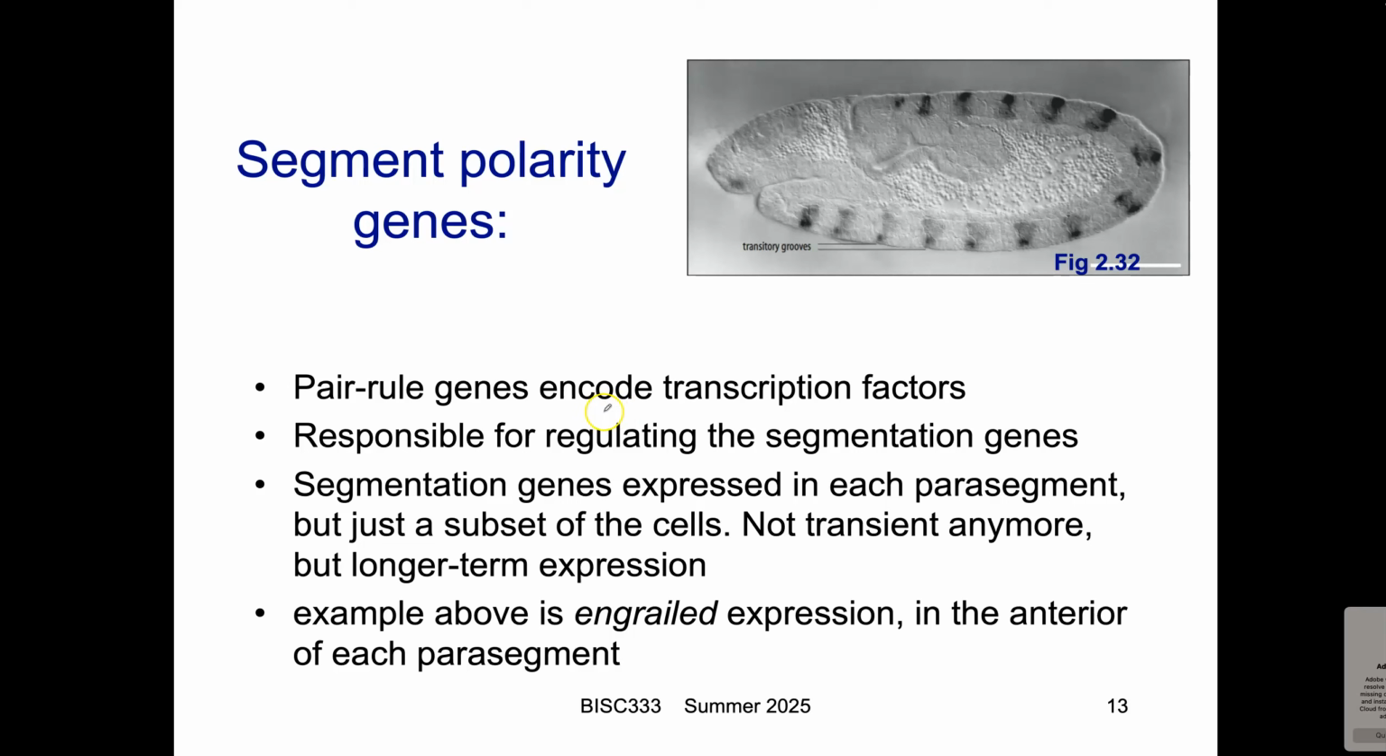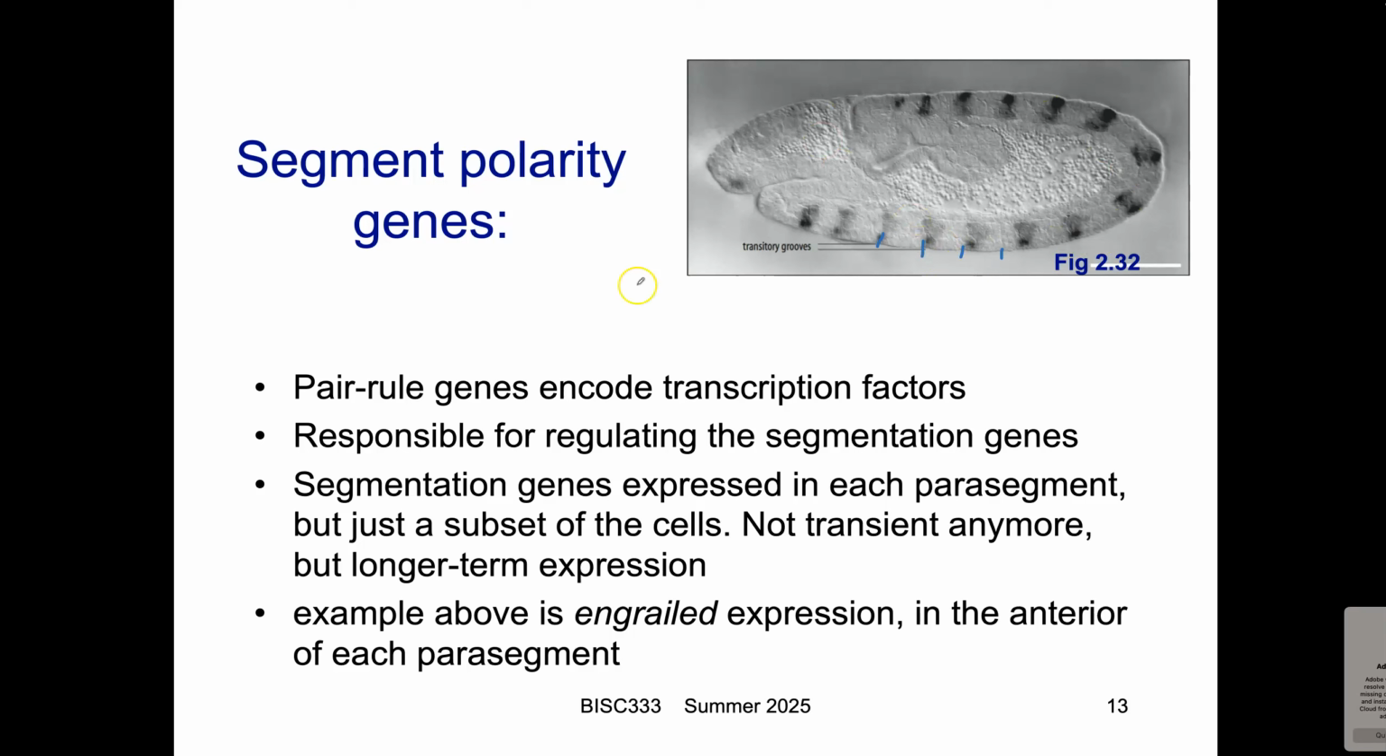And then the parallel genes, like the gap genes, encode transcription factors, and they regulate segmentation genes. Those segmentation genes are expressed in each parasegment, but not in the whole segment, just in a part of it. So these are what are called transitory groups. These aren't the real segment boundaries. They are parasegment boundaries. Those will go away after germ band retraction happens.